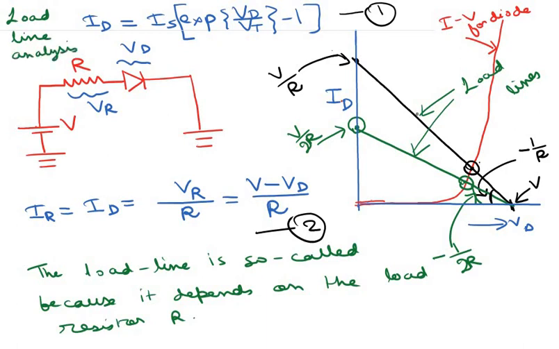And the points of solutions, which are basically this point here for a load resistor of 2R, and this point here for a load resistor R, these solutions are known as Q points, or the Q scan point. Let me write Q point over here.